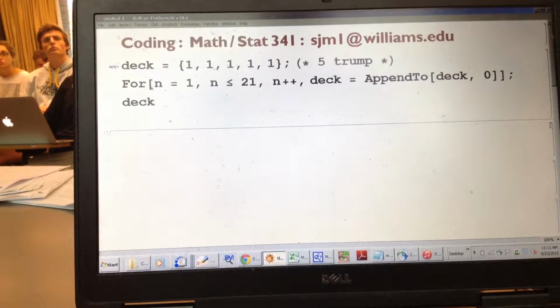All right, so now we've created a deck of cards. And this deck of cards has 26, so it's not really a full deck. People have said that about me for a while. It's good enough for what we're doing.